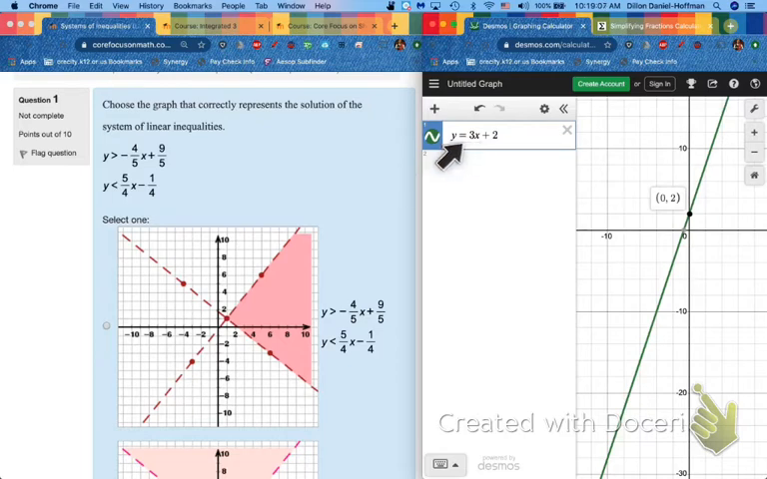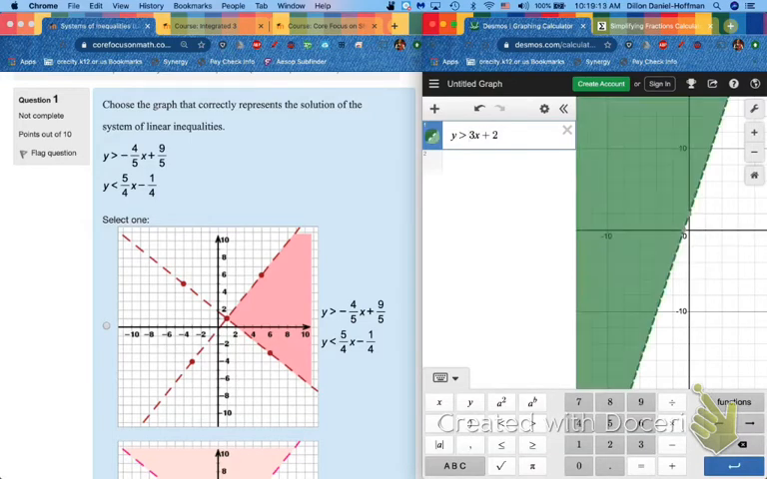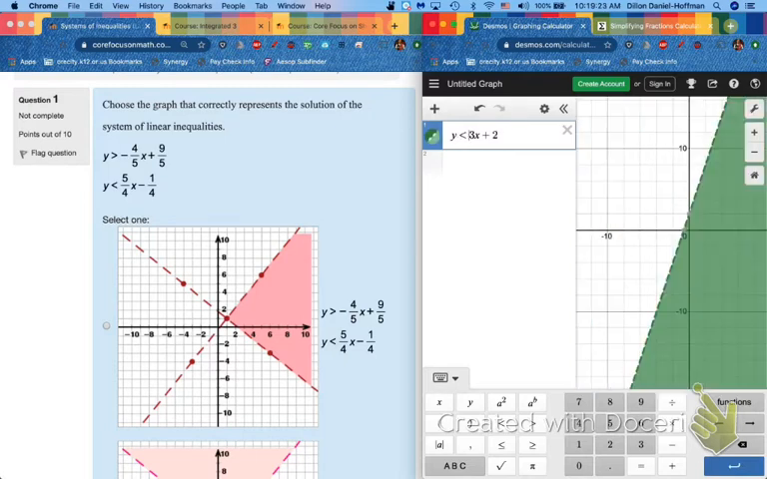Well, if I make this equal sign a greater than sign, watch what happens. This line stays in the same spot, but now it becomes dotted with this shading above. If I go backwards and make it a less than, then it's a dotted line shaded below. Why dotted? Well, because it doesn't include the equal to, the less than or equal to sign.